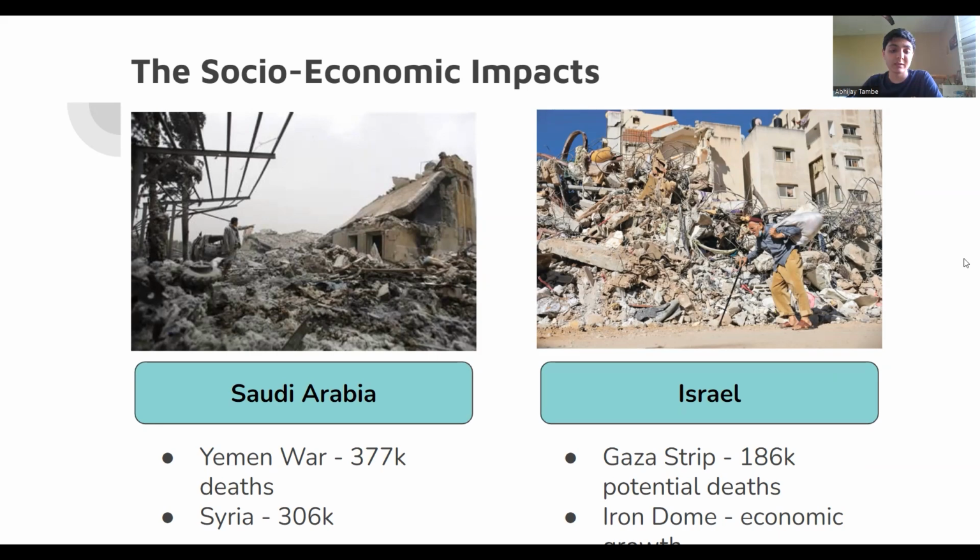Furthermore, from an economic standpoint, the Iron Dome missile defense system in Israel has been critical for reducing infrastructure damage from missile attacks, and the US contributed significantly to funding it, supporting Israel from both a social and economic standpoint.